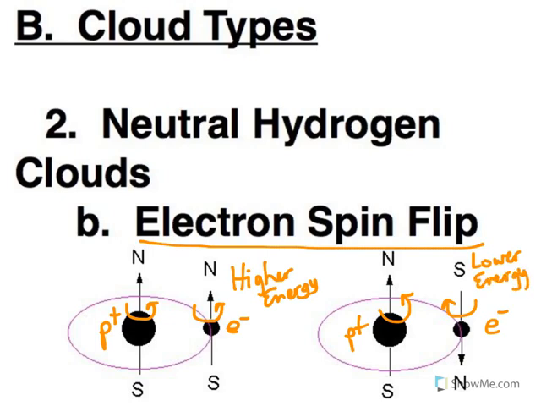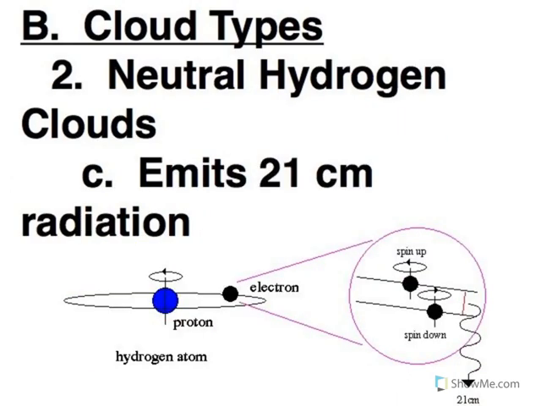Now, how do they get into the higher energy state in the first place? Usually collisions with other hydrogen atoms does that. So hydrogen atoms zipping around, they bump into each other, and suddenly you've got a higher energy, but it doesn't want to stay there, so the electron flips over. Well, when it loses energy, of course, it's got to emit something. And in this case, what it emits is light with a wavelength of 21 centimeters.